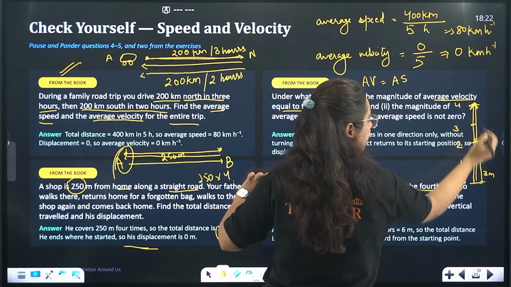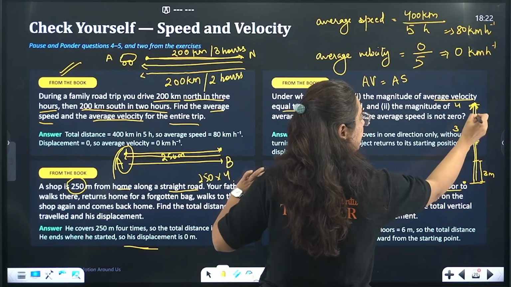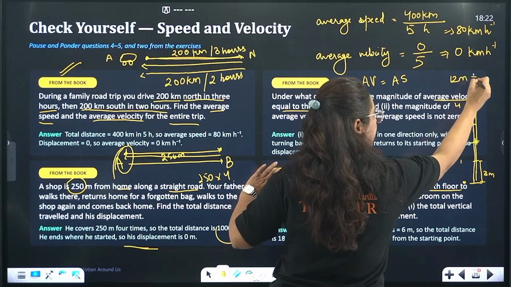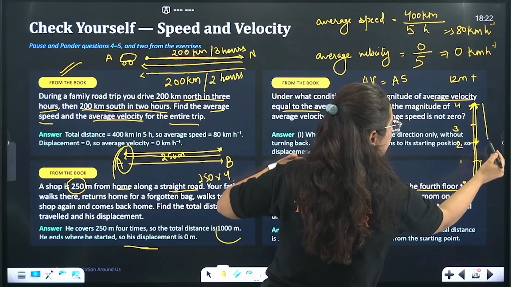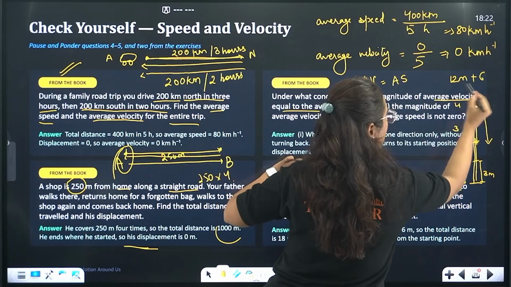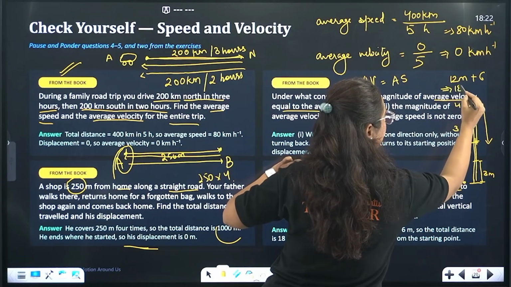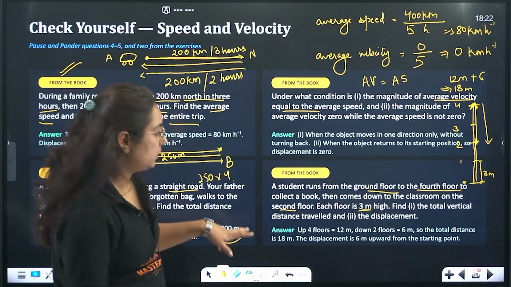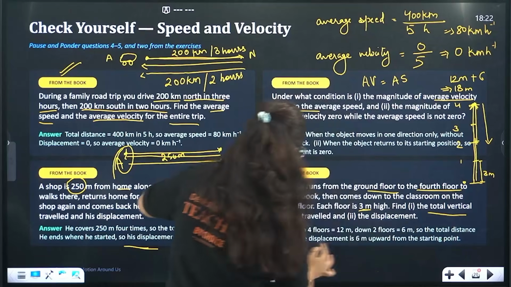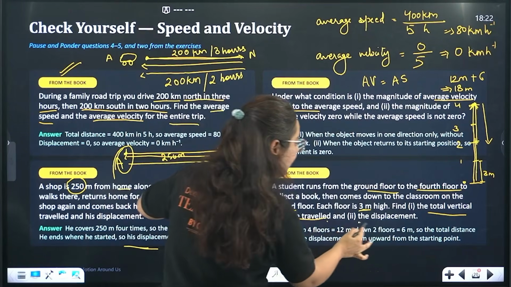So first he reached the 4th floor. That means he covered 3, 6, 9, 12 meters. Plus now he reached which floor? 2nd floor. He came back and covered 6 meters more. How much total distance has the student covered? It is 18 meters. What was the first question? Find the total vertical distance. Done. Now find the displacement.